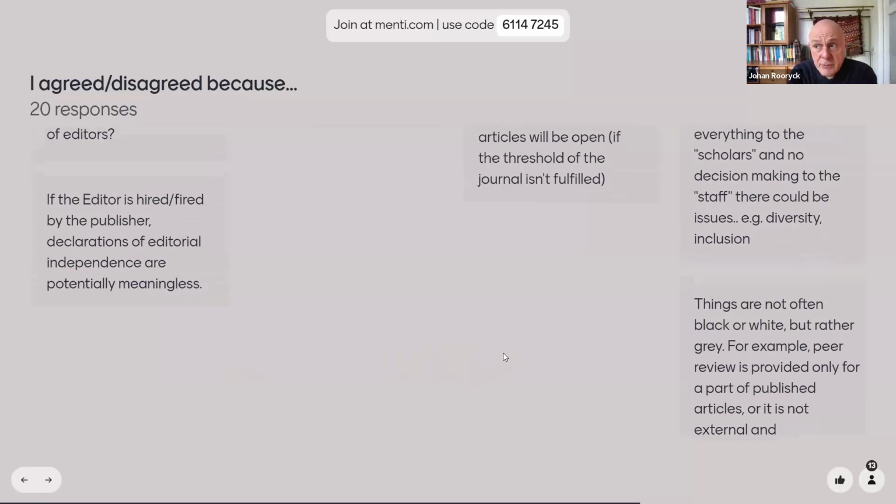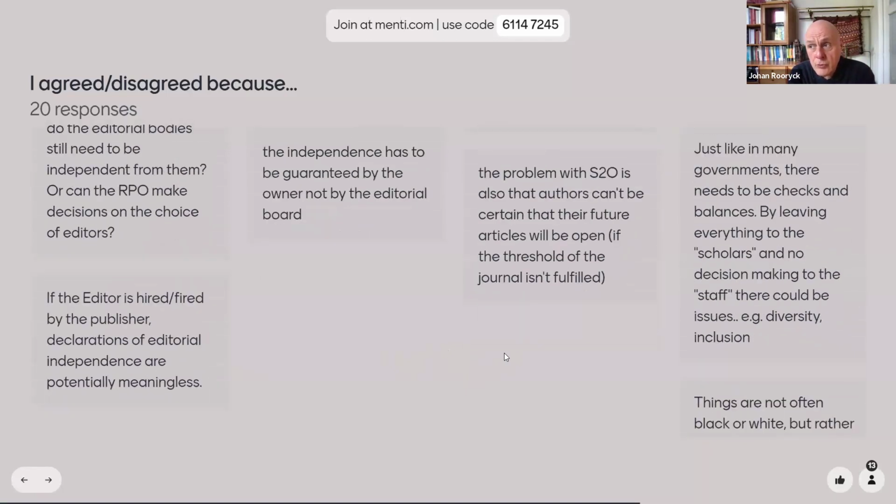And until now, in Subscribe to Open, no journal has gone back to subscription. So we have to have some confidence there. But yes, this would require constant monitoring. That's clear.